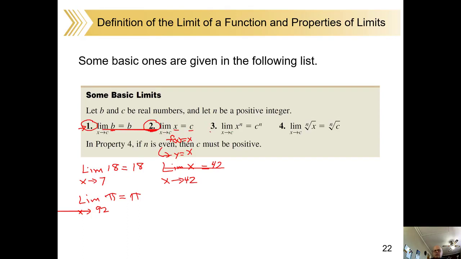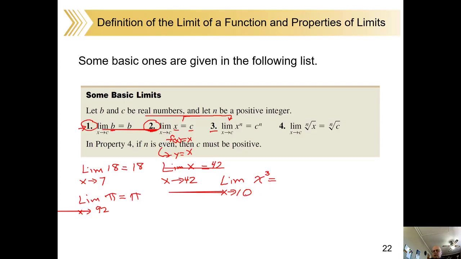Third, if you have the limit of x to the n, this is just a little bit different from the one before it. The only difference is you've got an exponent. We'll call it n. So how about an example? Let's take the limit as x approaches, let's say, 10. And we put an x here, and put anything we want to here. Let's put a 3 here for the n. You can put whatever number you want there. What's that equal to?